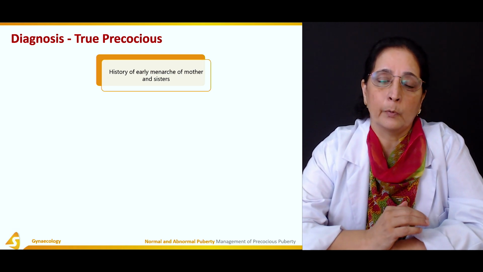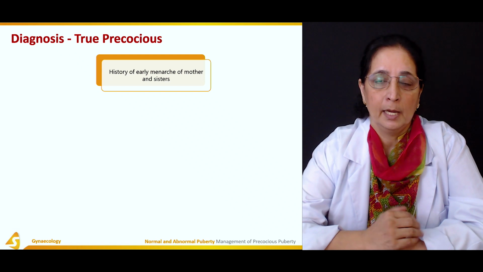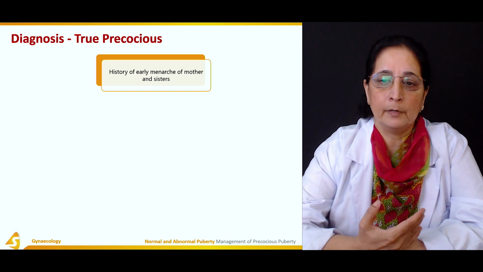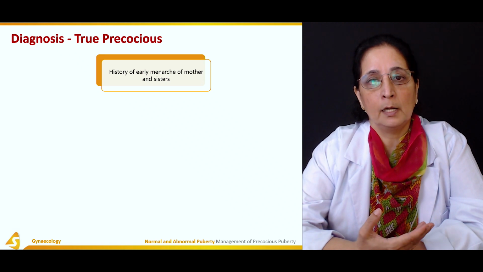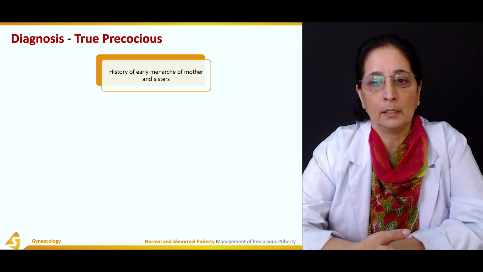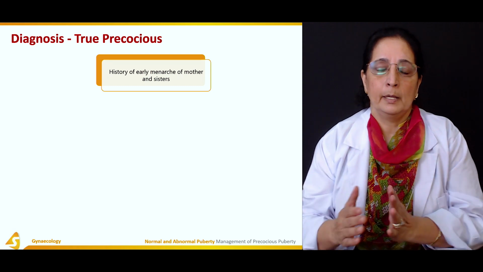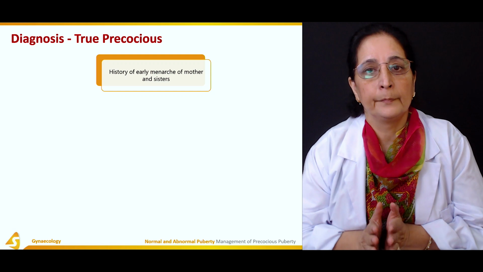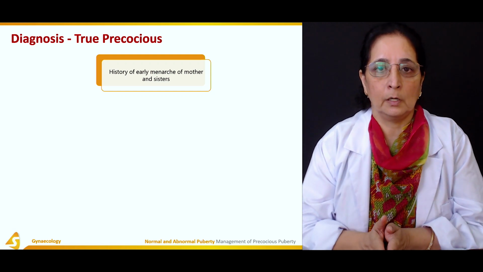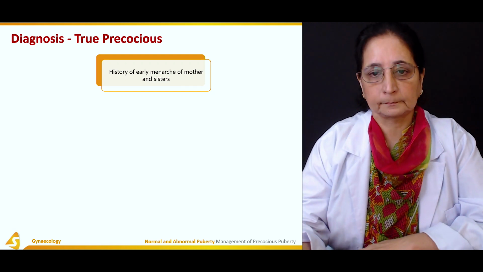History is very important in the diagnosis. If mother and sisters have early onset of puberty or early onset of menarche, there is a chance that the patient might have early puberty or early menarche.